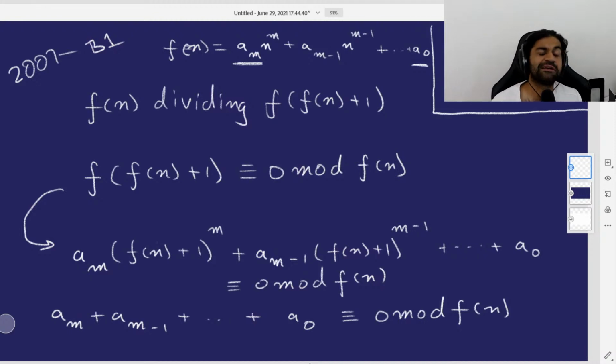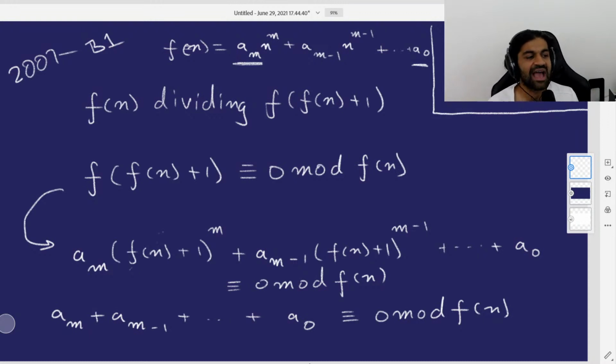Granted, if you've never done modular arithmetic before, this might seem insane. It is possible to do this question without any modular arithmetic. All I'm saying is that you can replace each of these f of n's with 0 because the remainder when you divide f of n by f of n is 0. And that's a legal move to do in modular arithmetic.